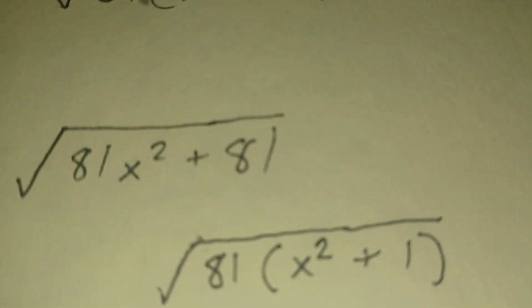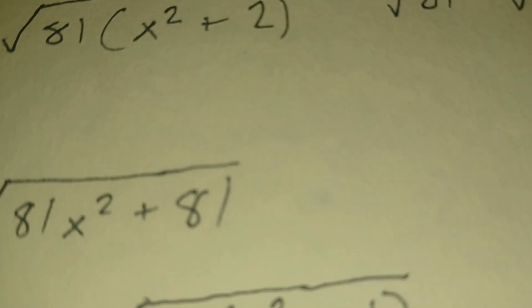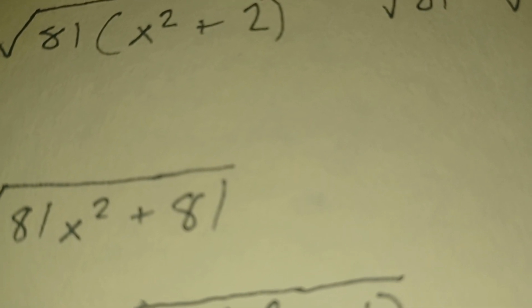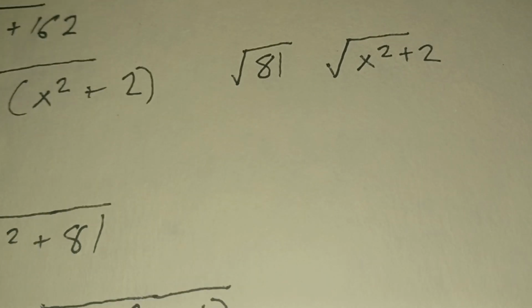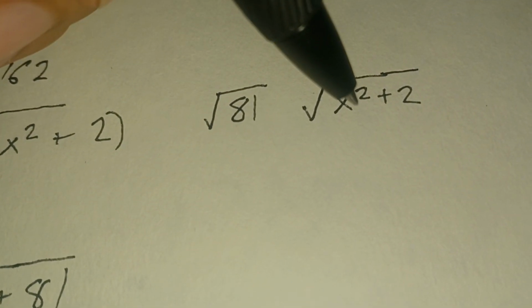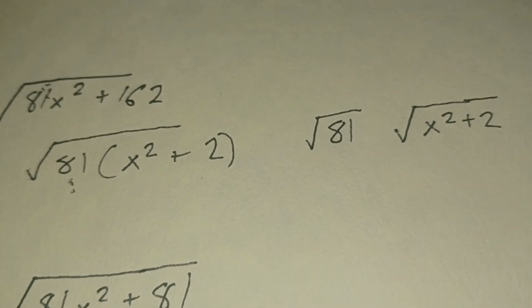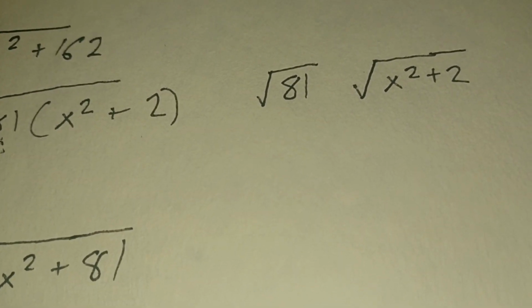We take the square root of 81 times the square root of x squared plus 2, like that. Obviously, the square root of 81 times the square root of x squared plus 2 is equal to this. Alright?